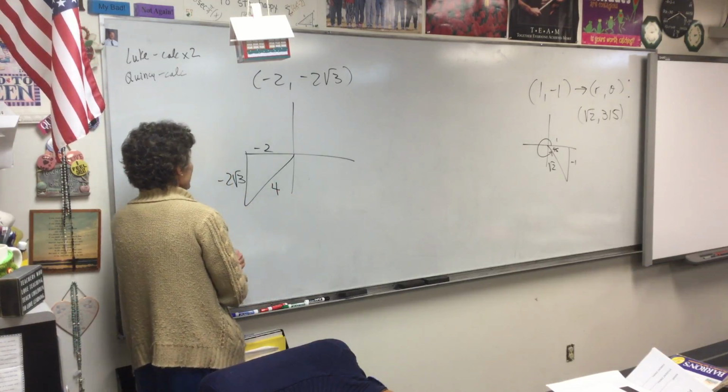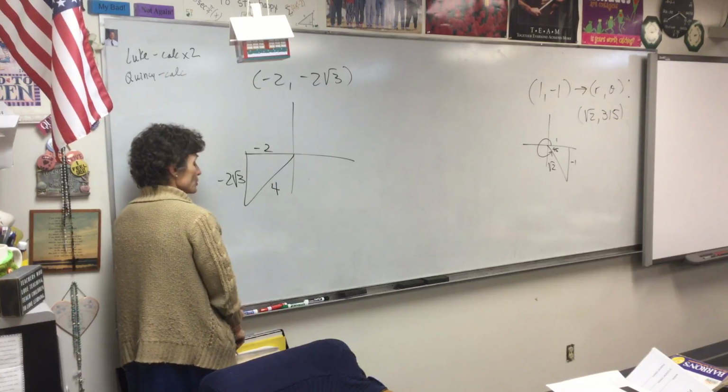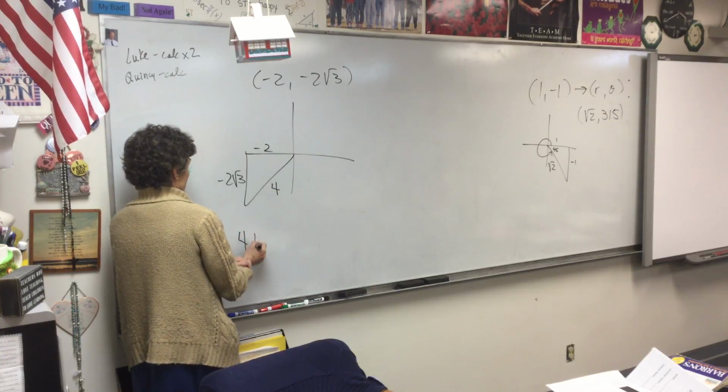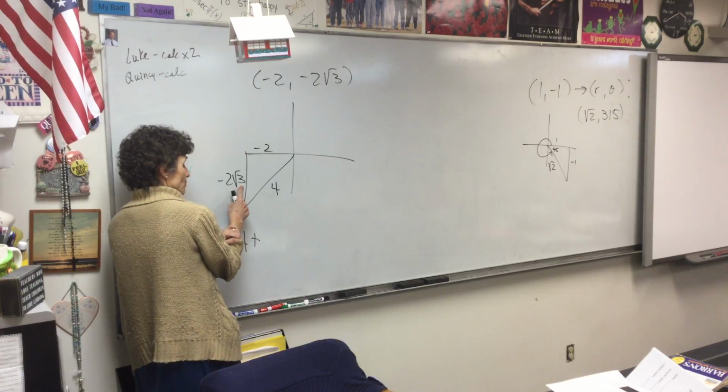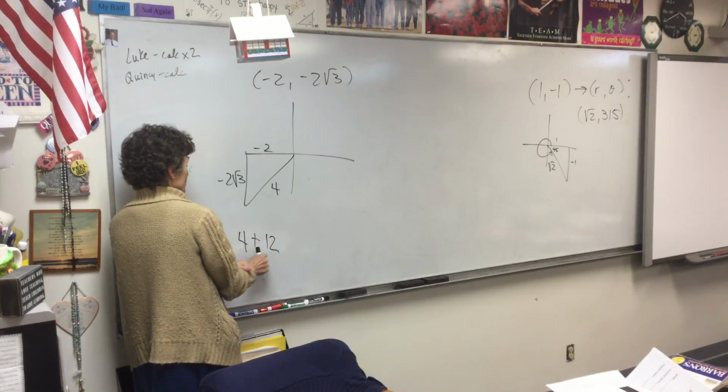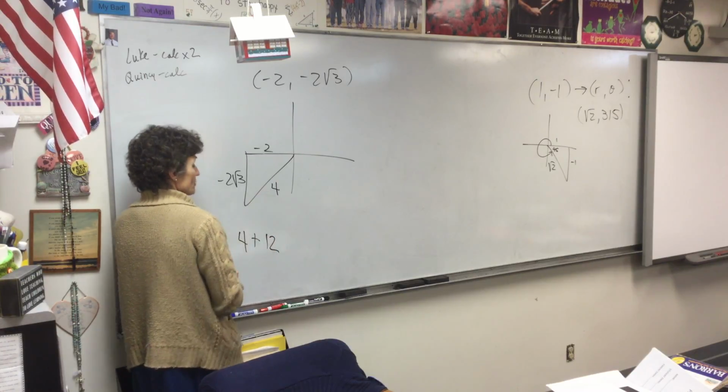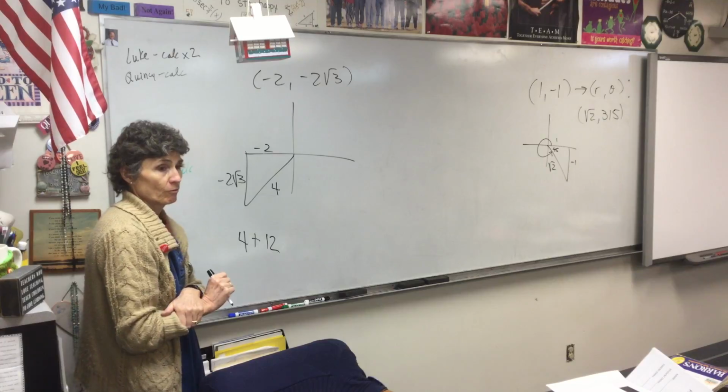And it's 4 because, what do I get when I square 2? 4. Times root 3 squared? 12. That's 12. 4 plus 12 is 16, and the square root of 16 is 4.